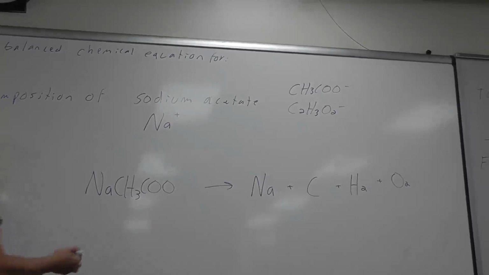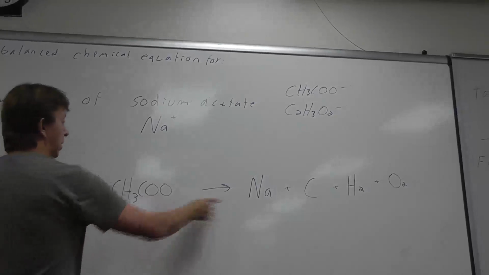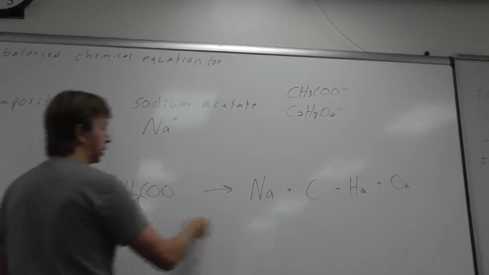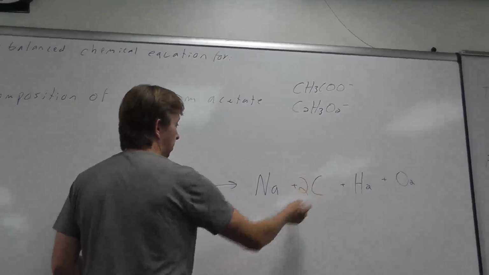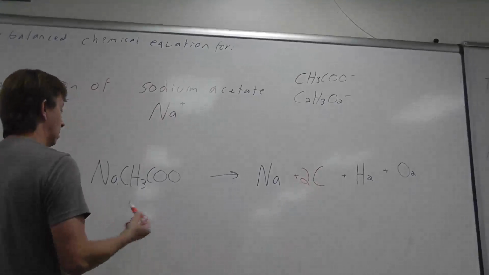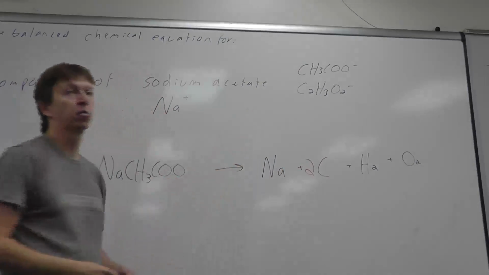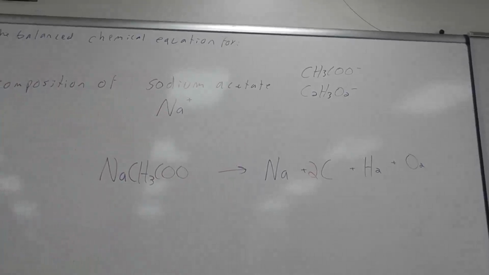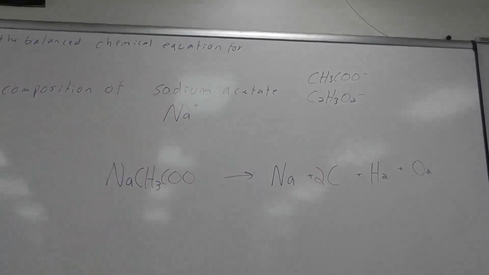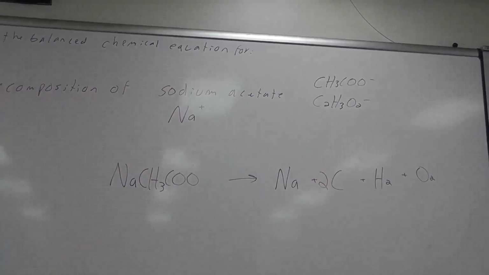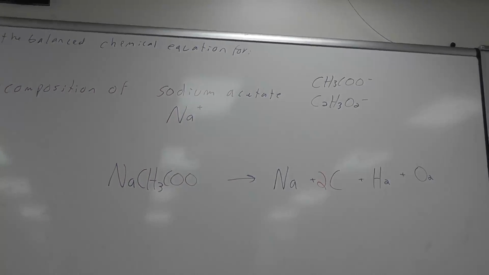Putting in coefficients and counting atoms here. I've got 1 sodium compared to 1 sodium, so that looks okay. I've got 2 carbons compared to 1 carbon, so I can fix that with a 2 here. Then I've got 3 hydrogens compared to 2 hydrogens, and that means I've got a problem, because there's not an integer you can put in front of that H2 and have it come out to be 3, correct? Remember, you're stuck with integers.